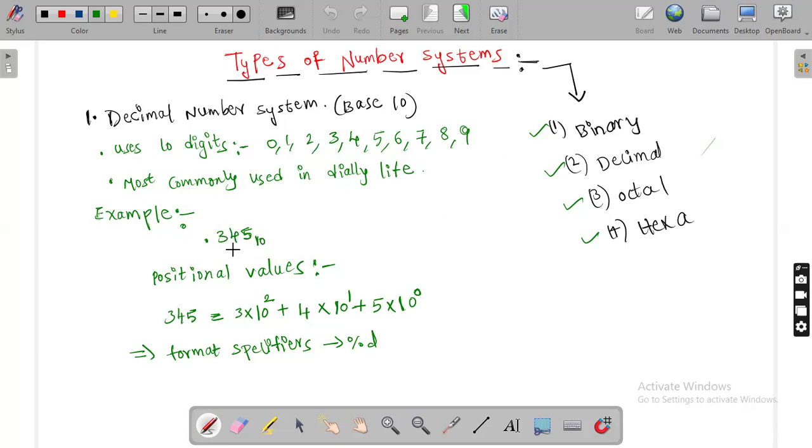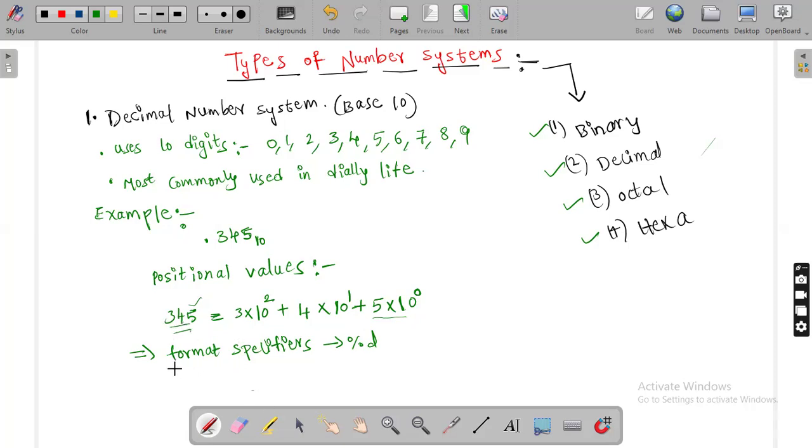345 to the base 10. This 345 is treated as a decimal number. What are the positional values? How to calculate this? Start with 0. What is the last digit, the digit at the ones place? It is 5. So you can write 5 into 10 power 0. You have to use 10 for every number because this is a decimal number. Base is 10. So 5 into 10 power 0 plus 4 into 10 power 1 plus 3 into 10 square. Like this you have to calculate. If you calculate this, you will get the number 345.